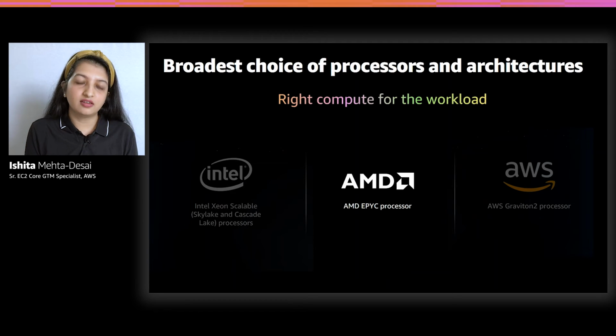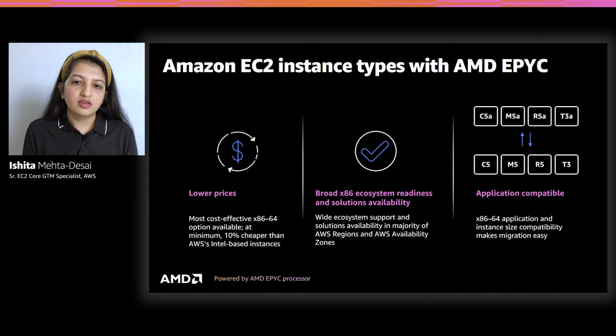Now let's take a look at AMD processors. If we look at EC2 instances that include AMD processors, there are a few things that really stand out. First, Amazon is laser focused on delivering the best possible performance at reduced costs. EC2 instances that are based on AMD processors continue that heritage and are available at at least 10% reduced costs compared to AWS Intel-based instances.